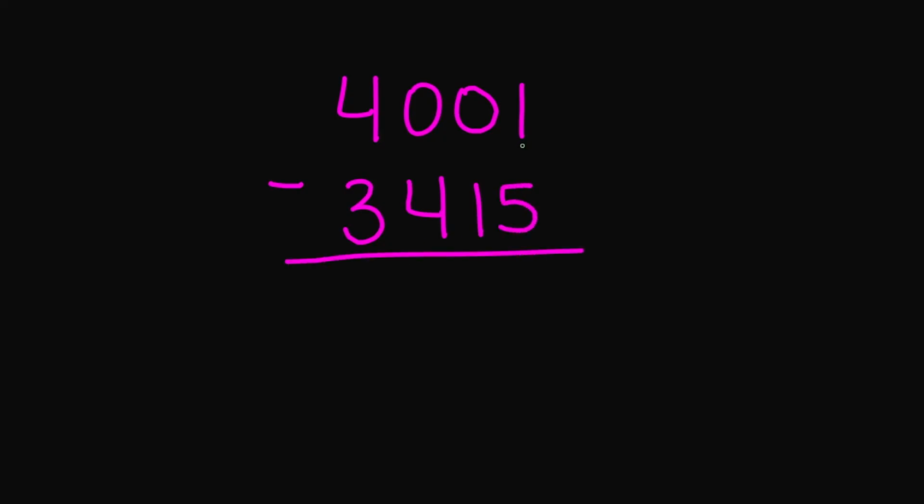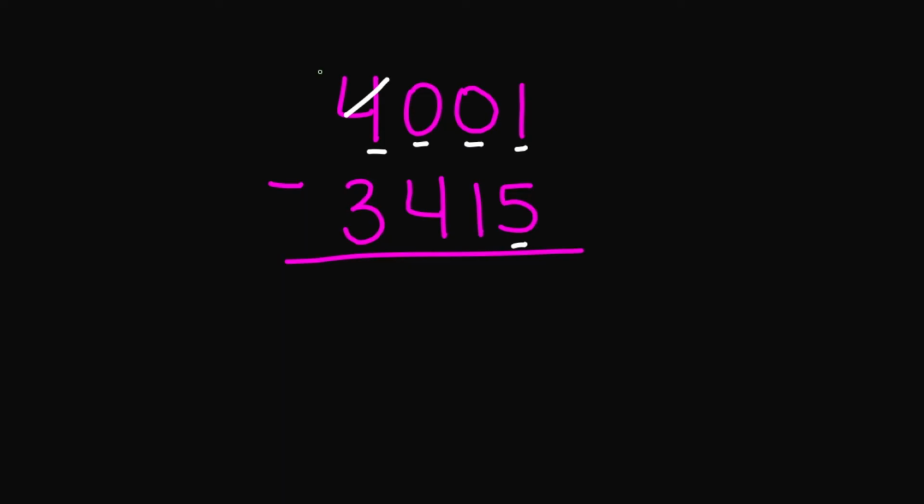Let's try 4,001 minus 3,415. I'm going to try to subtract 1 minus 5, and I can't do that because this 1 is too small. So I'm going to the tens place. I have a 0. I can't do that. I can't borrow there. I'm going to the hundreds place. I still can't borrow. I need to go down to the thousands place.